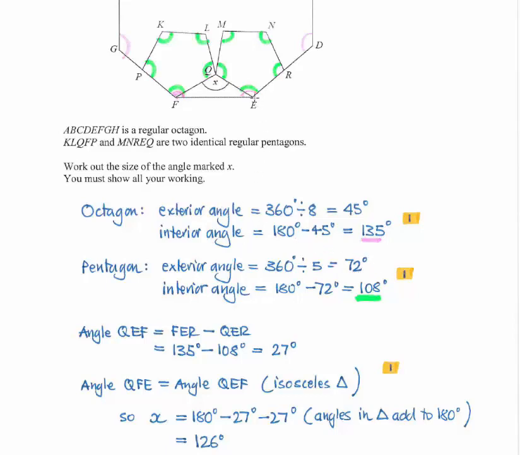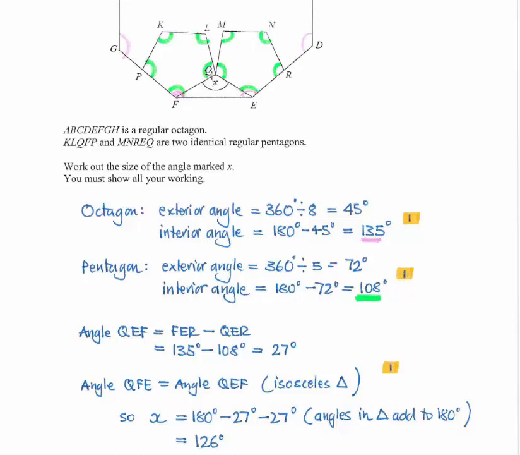The exterior angle, the angle outside of an octagon, is 360 divided by 8, because they always add up to 360, and if they're regular, they'll be the same size. That's 45. And therefore, taking that away from 180 gives me the interior angle, and that's 135. 1 mark if you've done that. For the pentagon, it's the same idea, but now it's 360 divided by 5 for 5 sides, which is 72. And the interior angle will be 180 minus 72, 108. 1 mark for doing that.